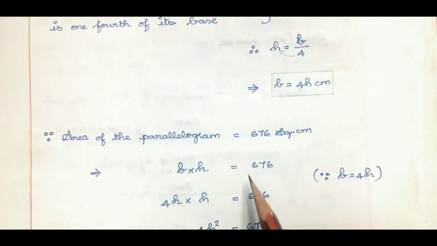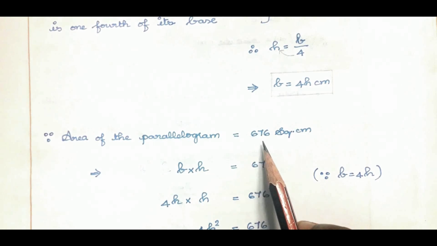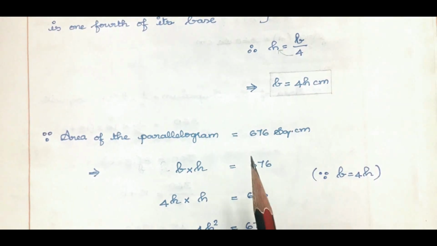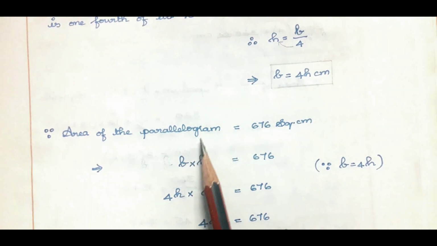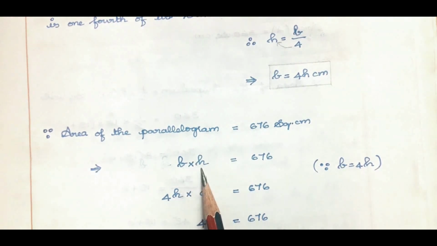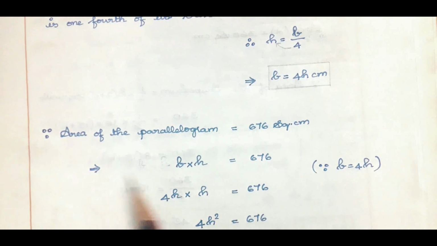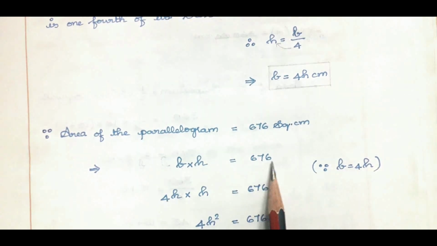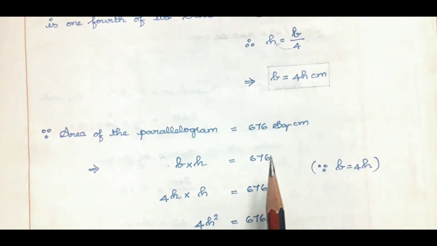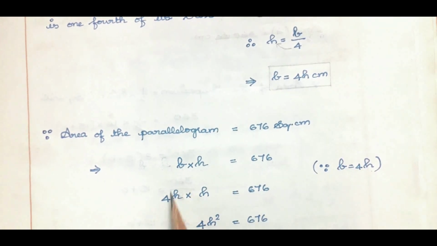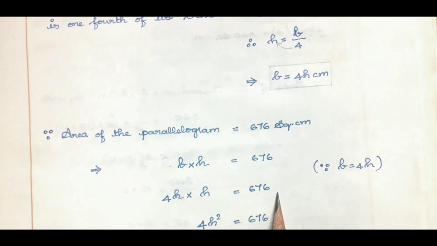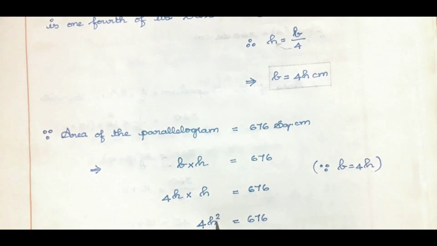Since area of the parallelogram is 676 square centimeter, and we also know the area of the parallelogram formula: area of the parallelogram is equal to base into height. So this implies base into height is equal to 676. And since we know that base is equal to 4h, instead of b you will be writing 4h into h, which is equal to 676. h into h is h square.